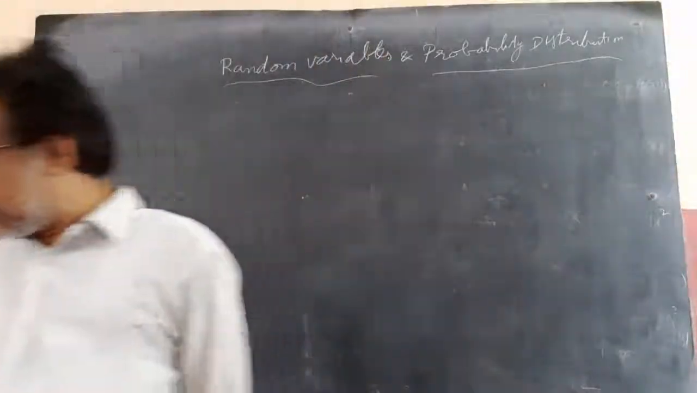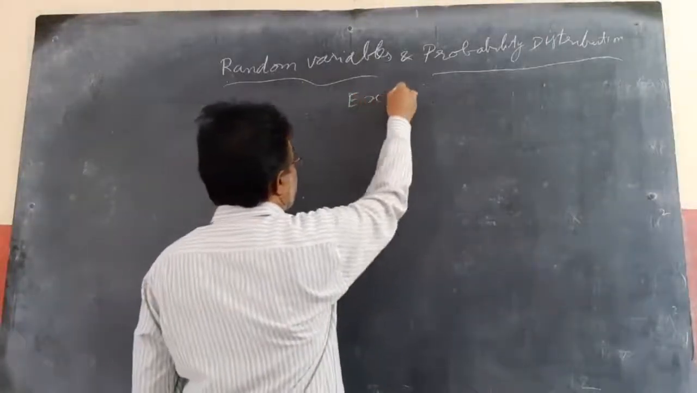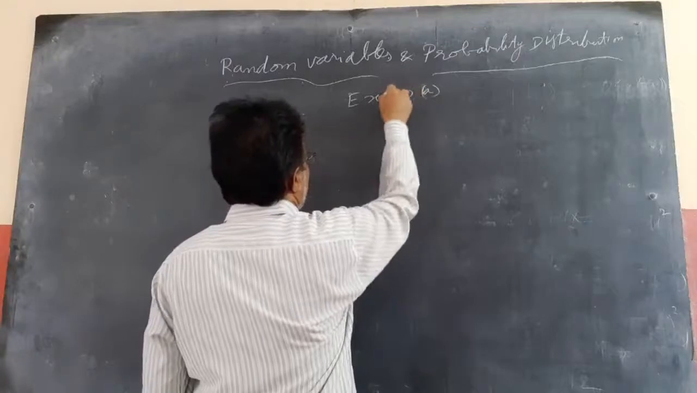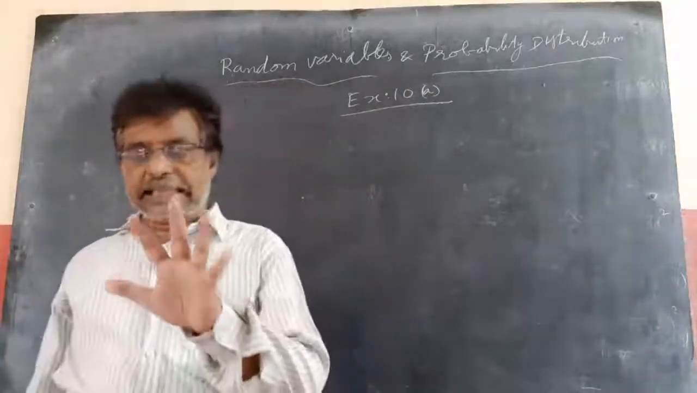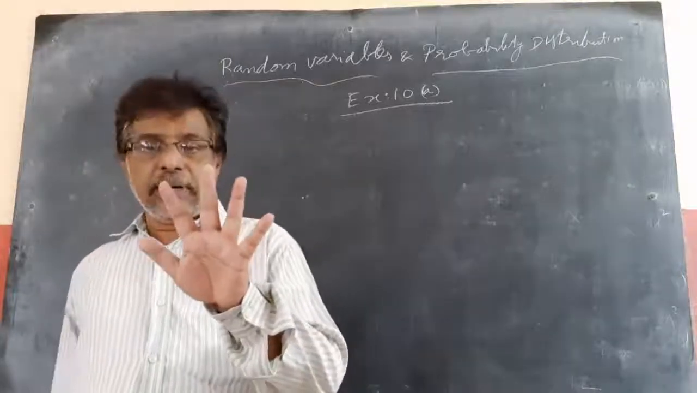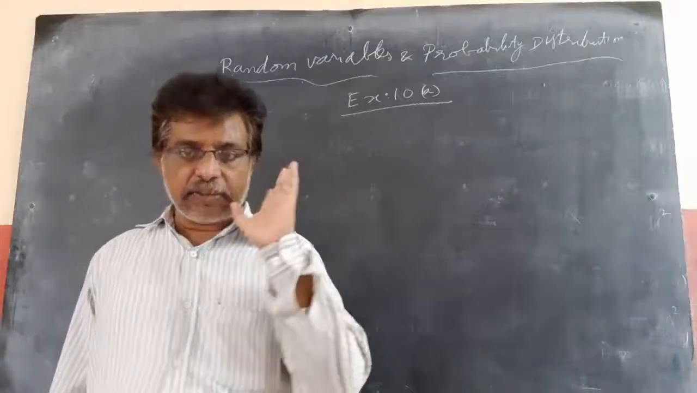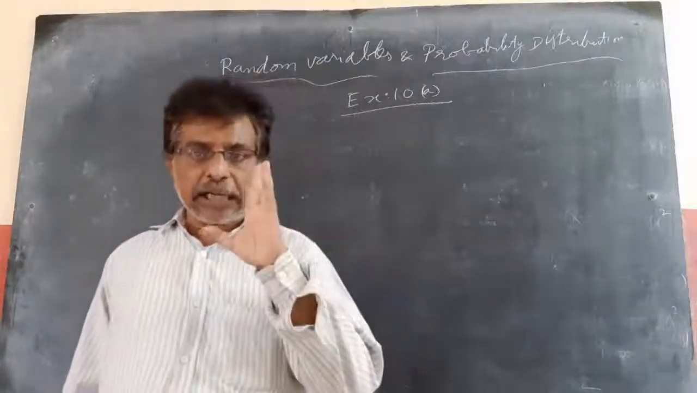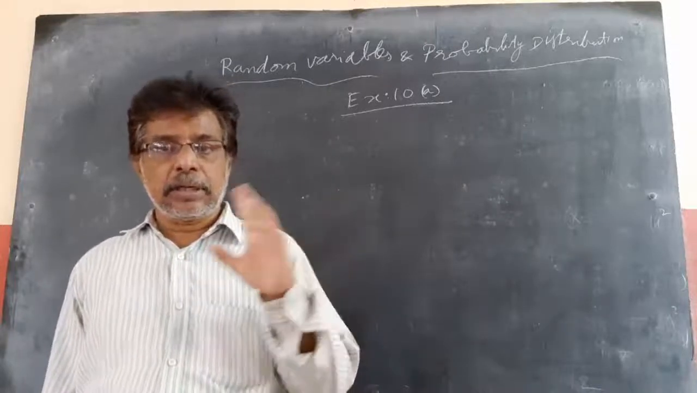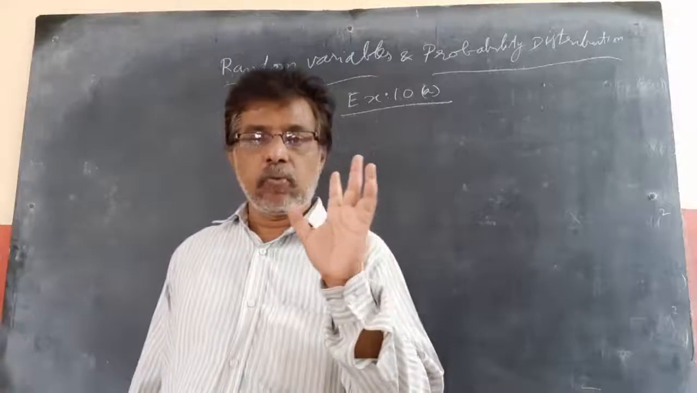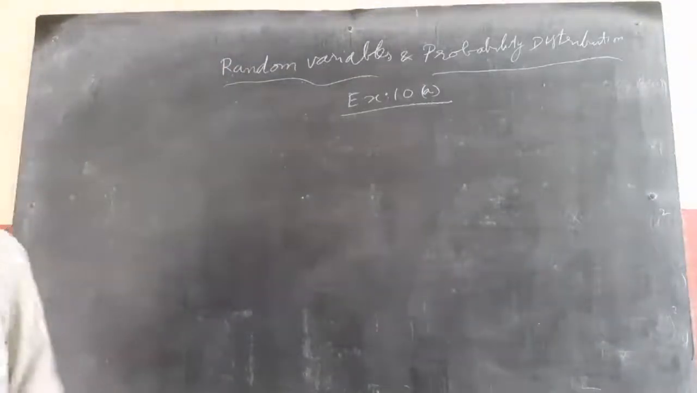Now exercise 10A. I will tell you only 5 sums from this exercise. There are only 5 or 6 sums. In those 5 or 6 sums, you will definitely get one 7 marker. So learn properly, note this down and then check in your board paper. One 7 marker, 100% you will get, from only these 5 or 6 sums that I am going to teach.